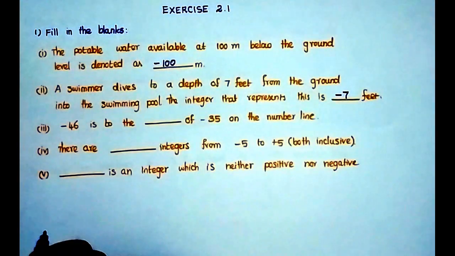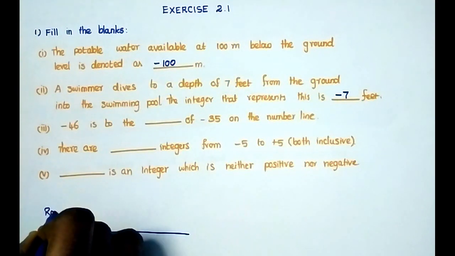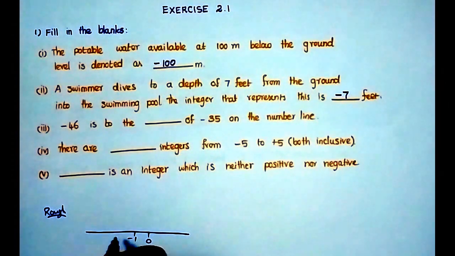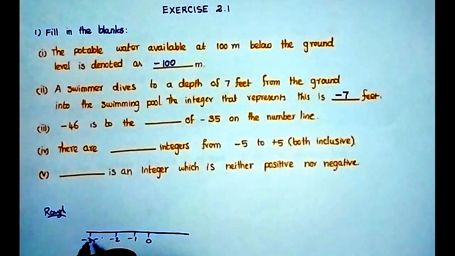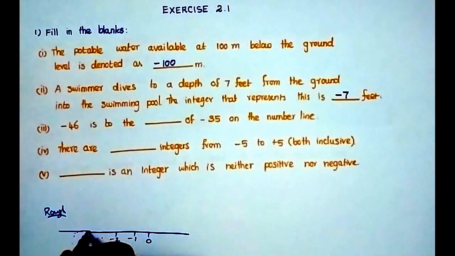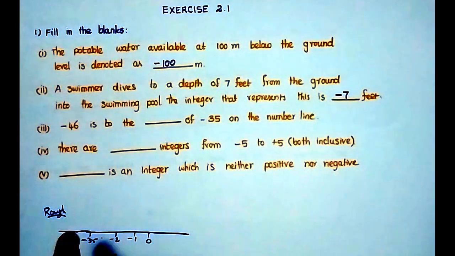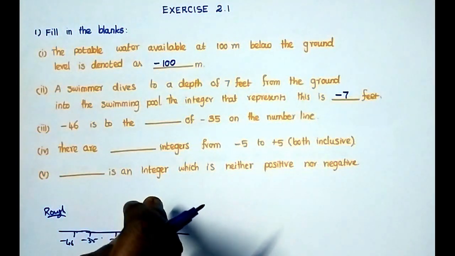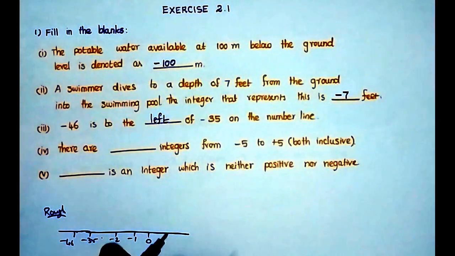Next one, minus 46 is to the dash of minus 35 on the number line. Listen, in the number line, left of the 0: here 0, minus 1, minus 2, and then minus 35 and then minus 46. So minus 46 is left of minus 35. So left is the answer here.